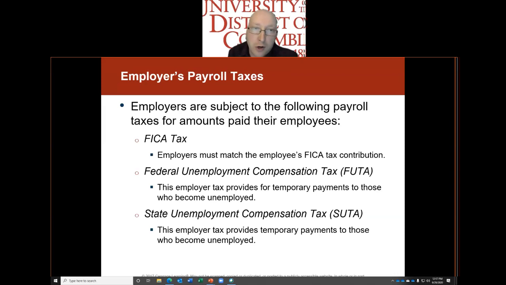Okay, on the employer side, we have the FICA tax. This includes federal unemployment compensation tax and state unemployment compensation tax. In the event that you ever become unemployed, the reason why you're able to receive unemployment benefits is because of the work that you put in. You work, you get unemployed, you're eligible for unemployment. Unemployment comes from the amount of time and earnings that your employers have put into the program.